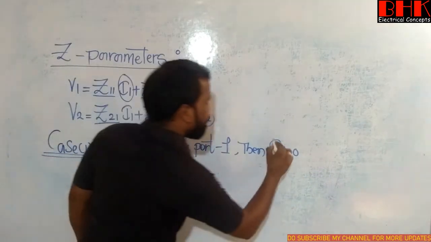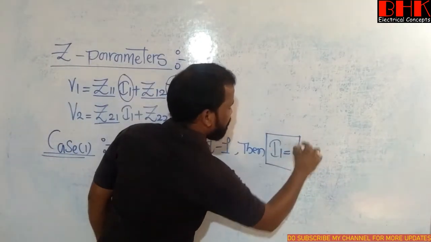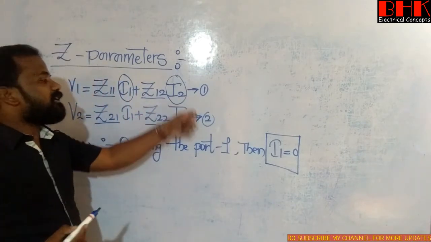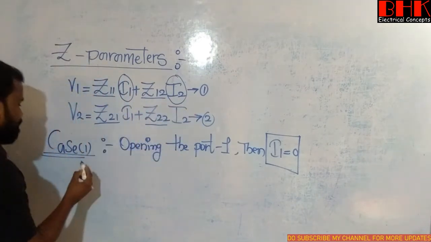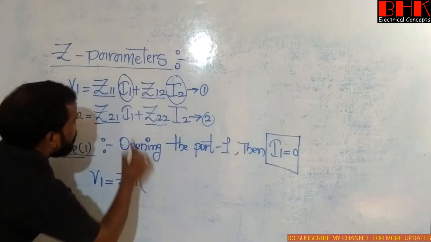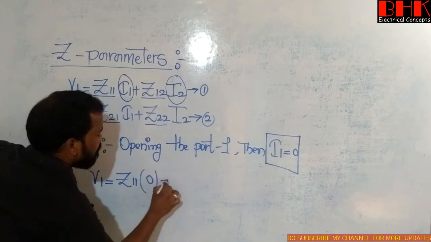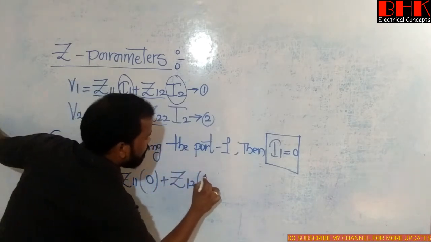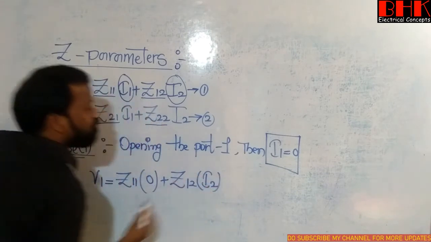Clear? So here I1 is equal to 0. Just substitute this I1 is equal to 0 in equation number 1 and 2. Now just see here, V1 is equal to Z11 into the value of I1, which is 0, plus Z12 into the value of I2. I2 is always I2 only.